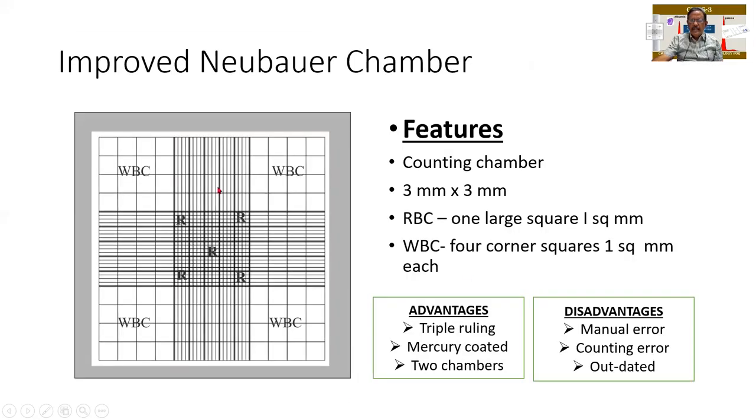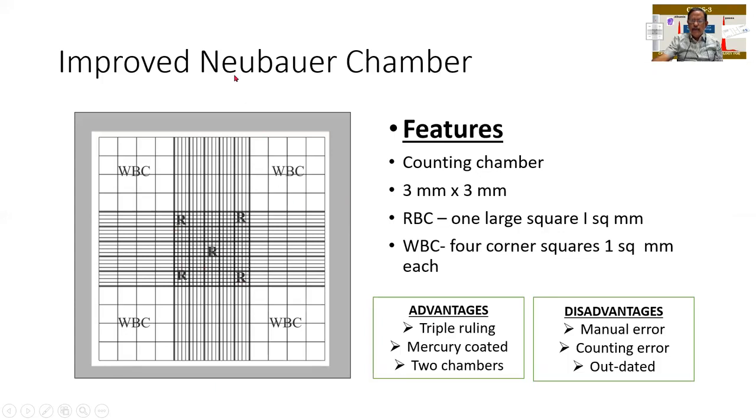The squares, just for a recapitulation: the counting chamber is 3 into 3 millimeters. For RBC there is one large square, 1 square millimeter, and I will be doing the counting in the 4 corner and 1 central small squares. WBC similarly has 4 squares. Each one is about 1 square millimeter in dimension.